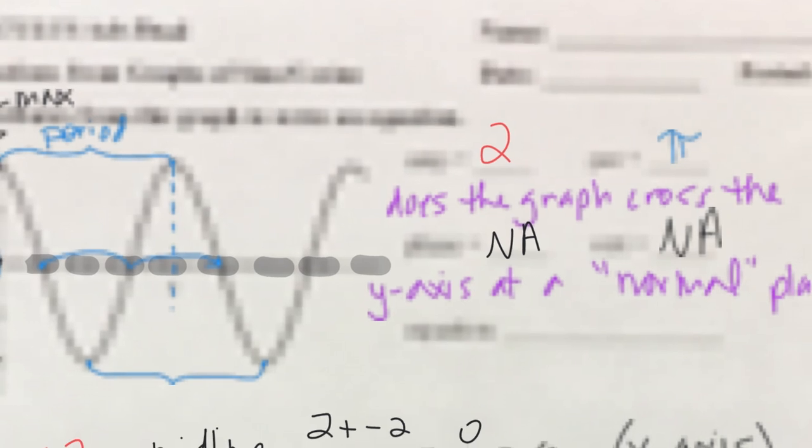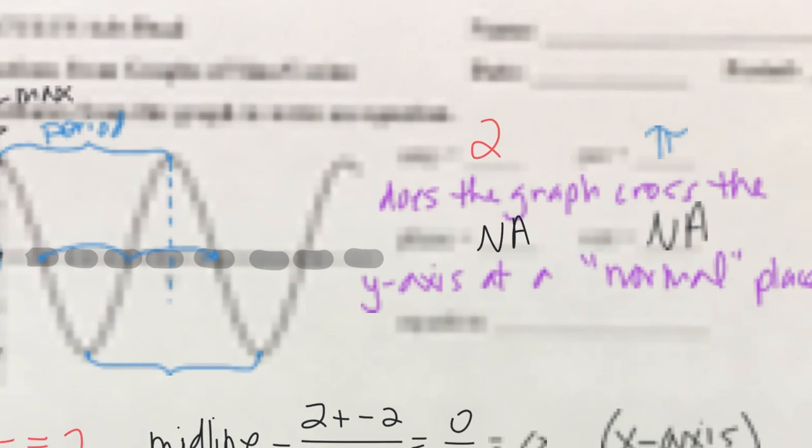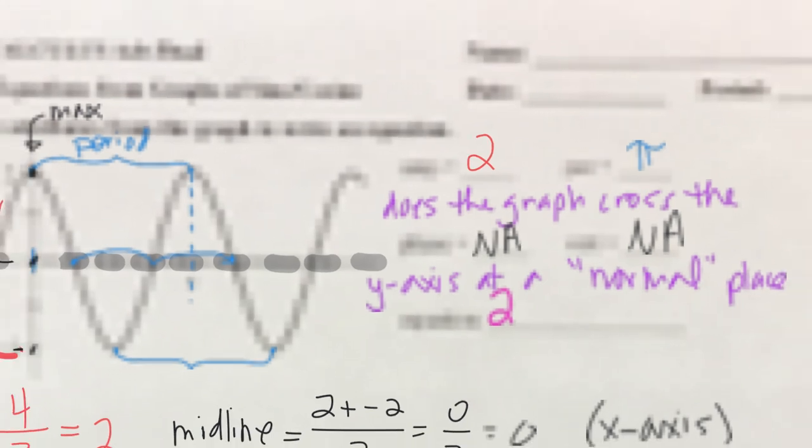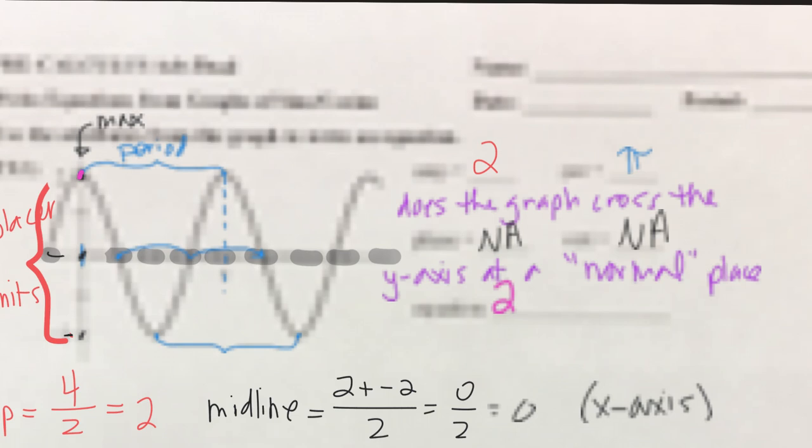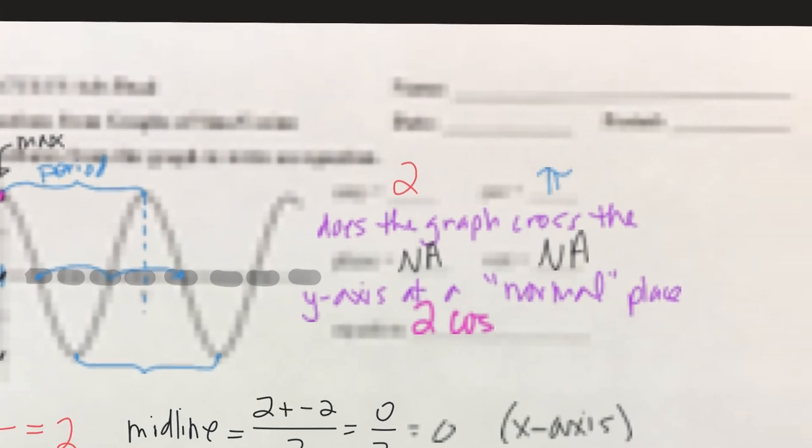Okay, so let's use this information to write an equation. The amplitude is going to be 2, of course, because there's an amplitude of 2. Now, is this a sine graph or a cosine graph? This is probably going to be a cosine graph because it starts at a maximum. That's a normal place for a cosine to start. The period is pi, which does not mean that pi goes into our equation.